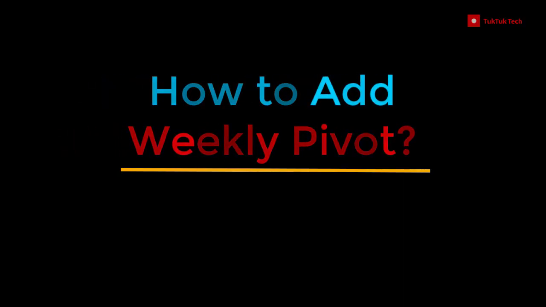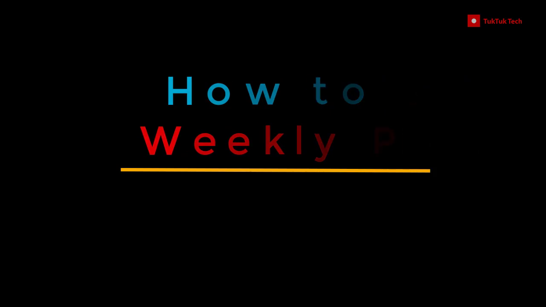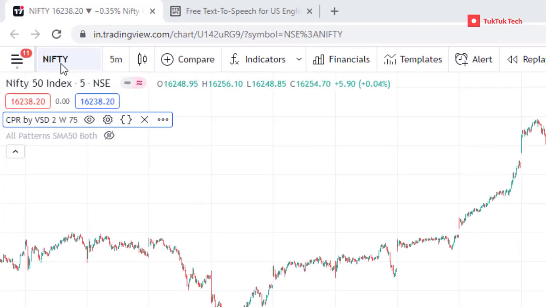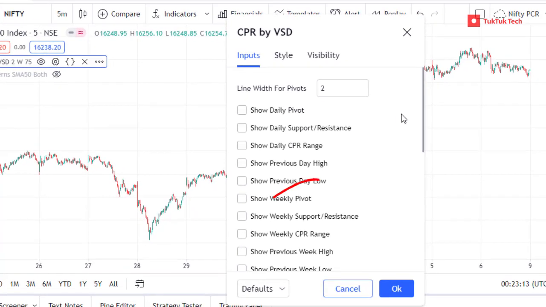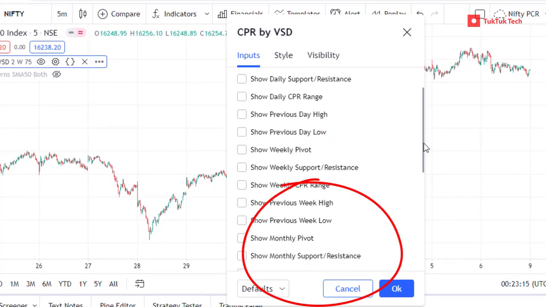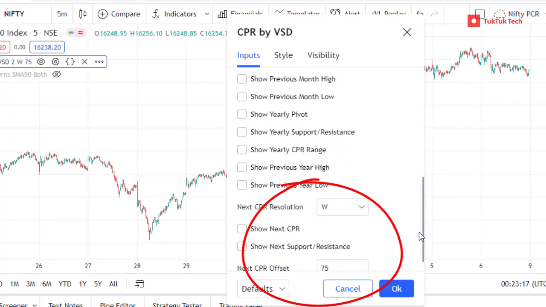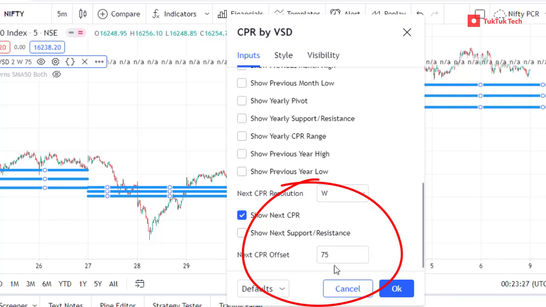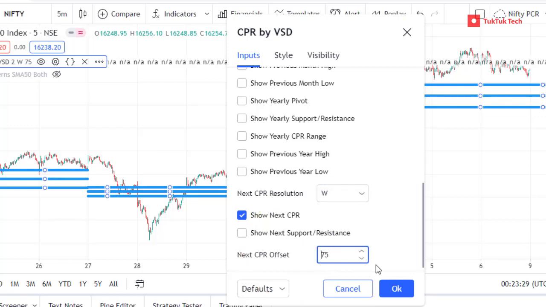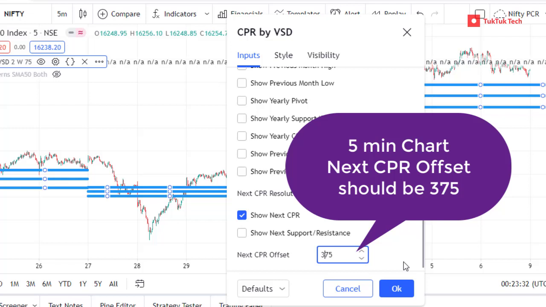How to add weekly pivots. Open CPR by VSD indicator, and from settings, only keep the next CPR resolution as weekly, and click on next CPR, and also click on show next support and resistance as shown in the video.